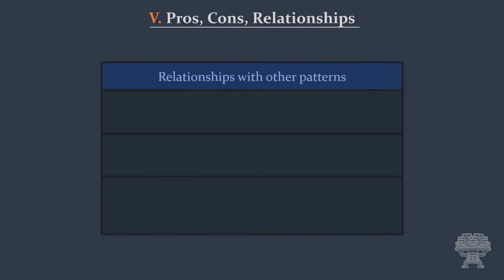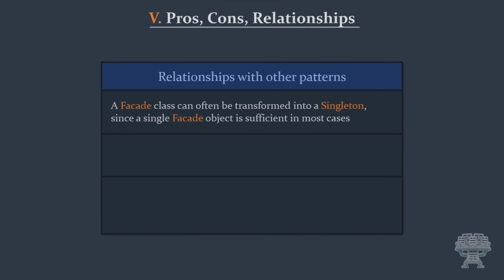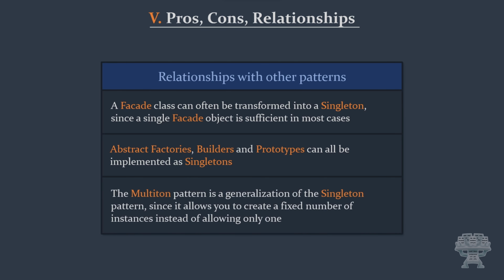We have the following relationships. A facade class can often be transformed into a singleton, since a single facade object is sufficient in most cases. Abstract factories, builders, and prototypes can all be implemented as singletons. The multiton pattern is a generalization of the singleton, since it allows you to create a fixed number of instances instead of restricting you to only one.